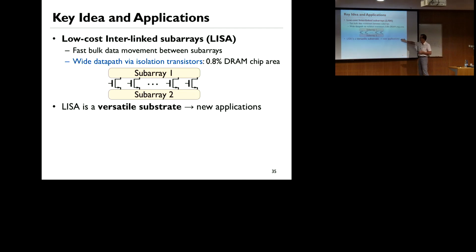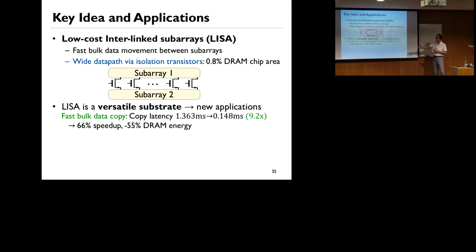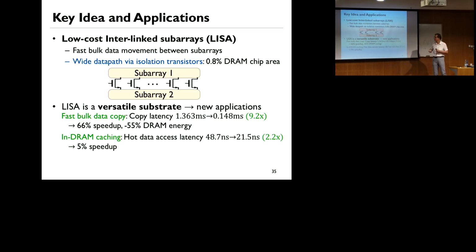And it turns out this enables not just movement from one subarray to another, but other applications. One is movement from one subarray to another. Before, we spent this much time. Now we reduce that latency by almost 10x and energy significantly. This could enable in-DRAM caching. Basically, you could use a small subarray as a fast cache. One subarray can be smaller, it can have 32 rows, for example. Another subarray may have 1,024 rows. You can have heterogeneity, and you can use this as an internal cache to this other subarray. And you can move the data very quickly between the subarrays. And we looked at that also.